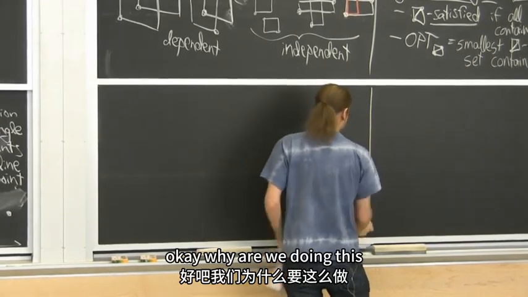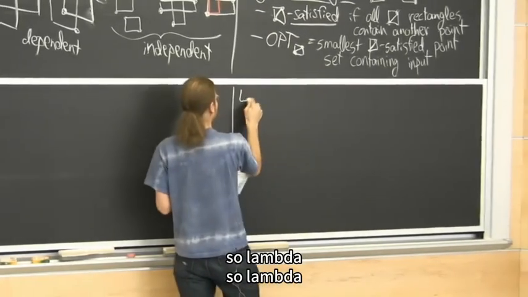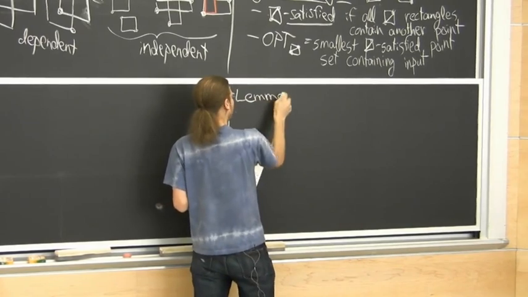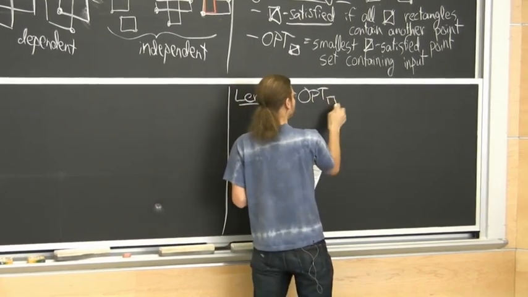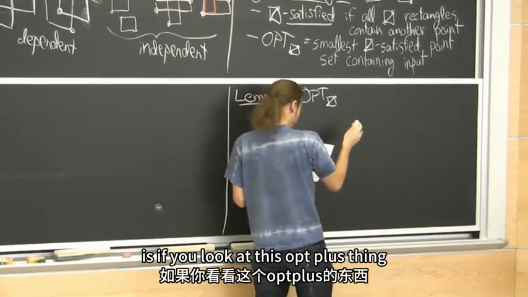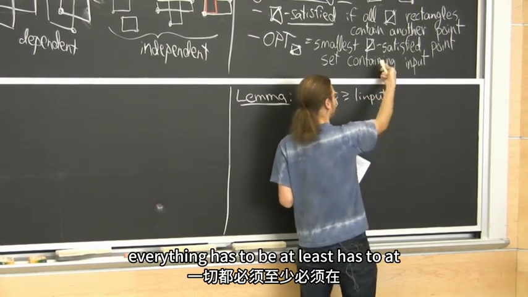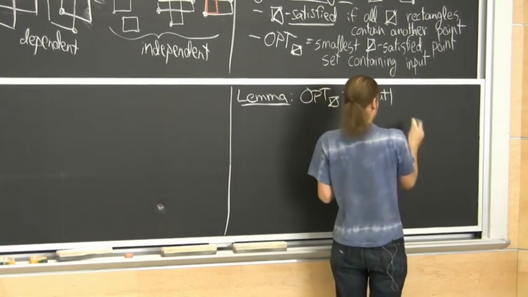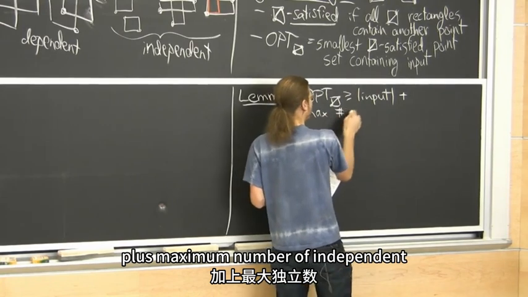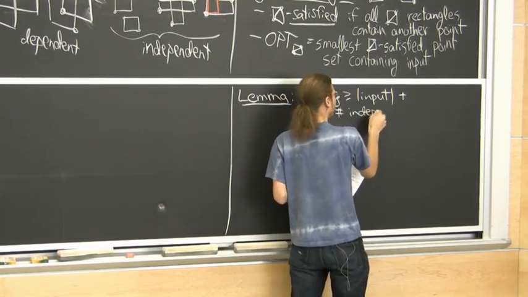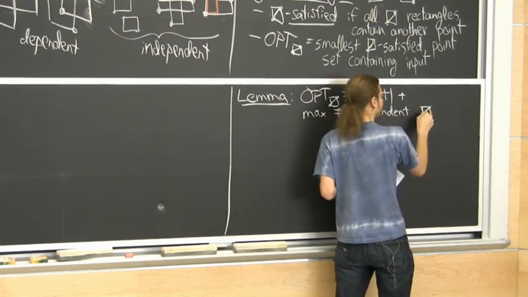Okay, why are we doing this? Well, for now, we're going to do it to prove this theorem. So lemma, which was what we're actually going to prove, is if you look at this opt plus thing, it's got to be at least the size of the input. Everything has to at least contain the input, plus maximum number of independent plus rectangles.